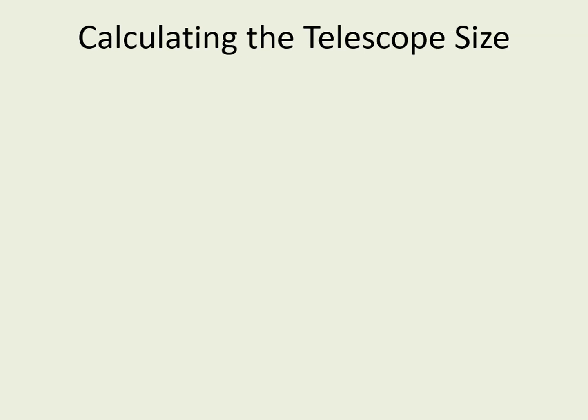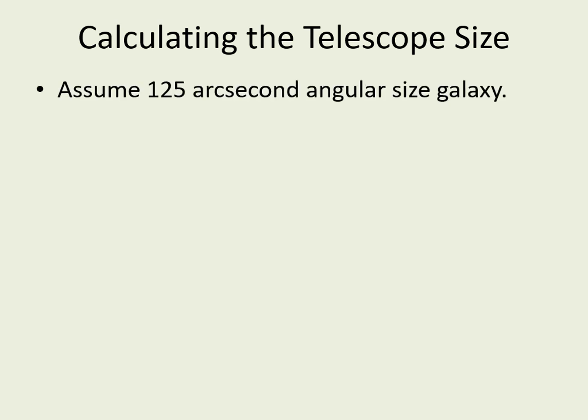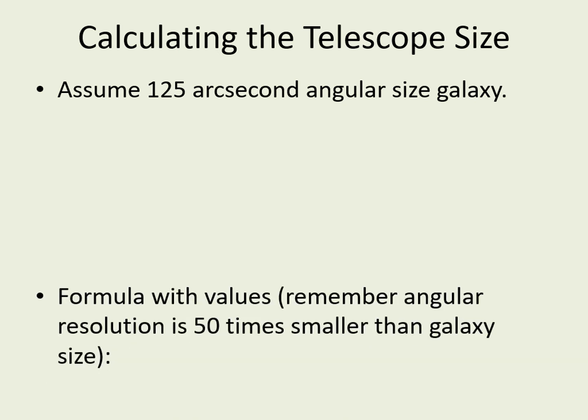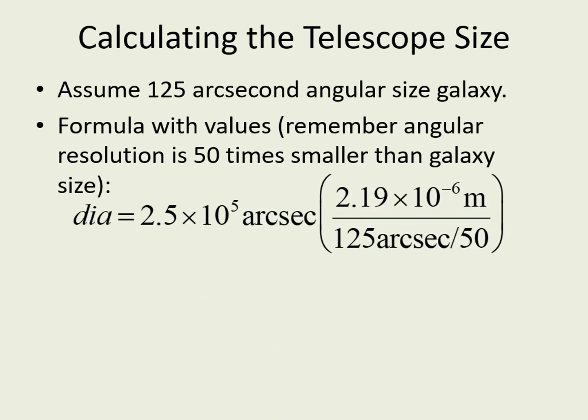Now let's calculate how big the telescope has to be. Let's assume the galaxy angular diameter is 125 arcseconds. We start by writing down the equation with the values in it. Notice that we've taken the angular size of the galaxy and divided it by 50. That's because we want to be able to see details that are 50 times smaller than the size of the galaxy itself. At this point, we do what the equation says. We'll take a couple of steps to solve the problem.